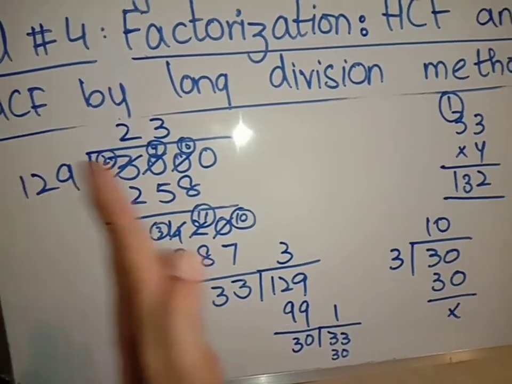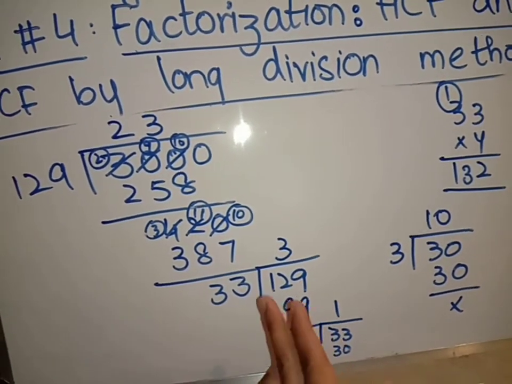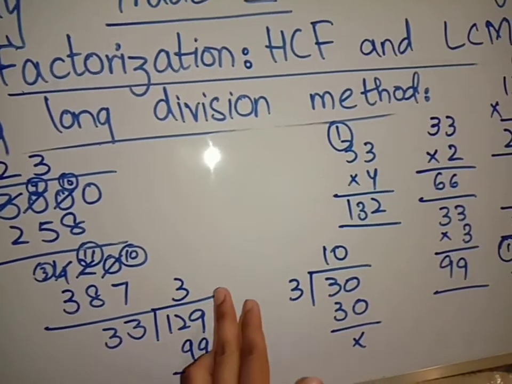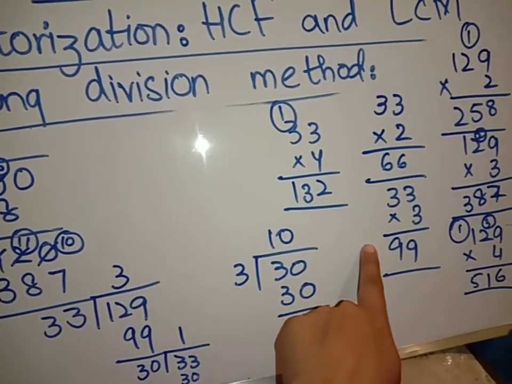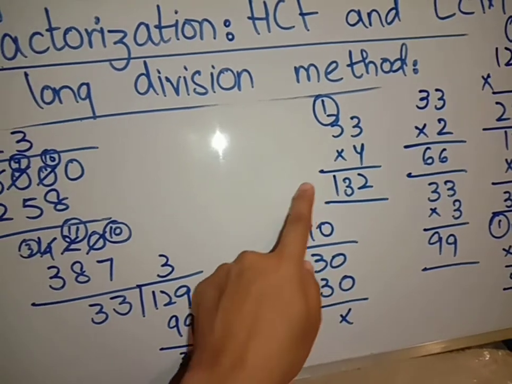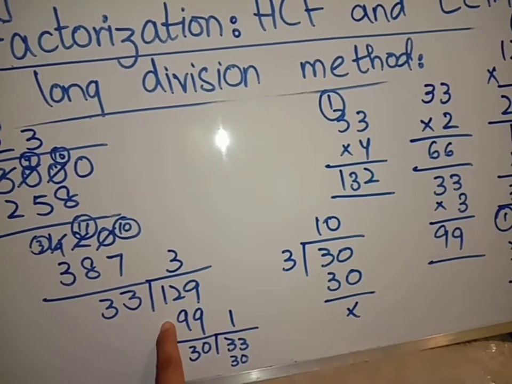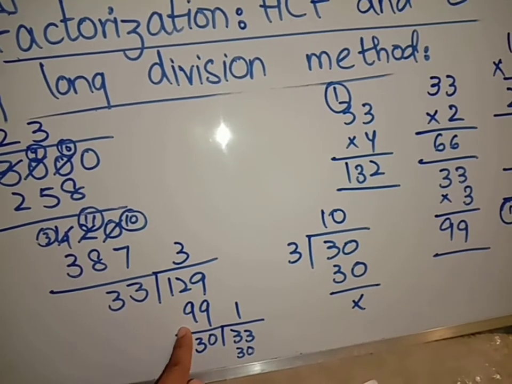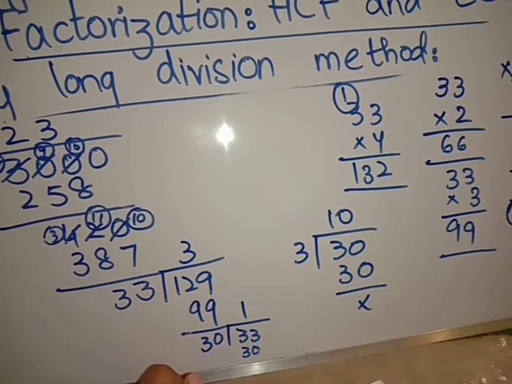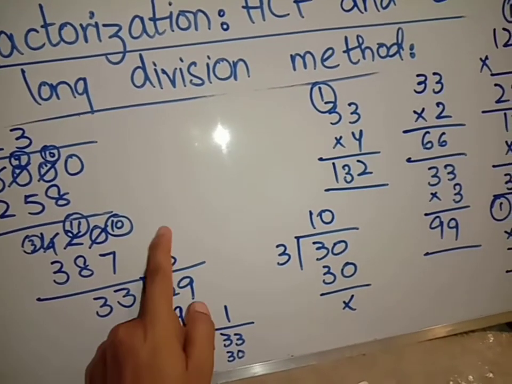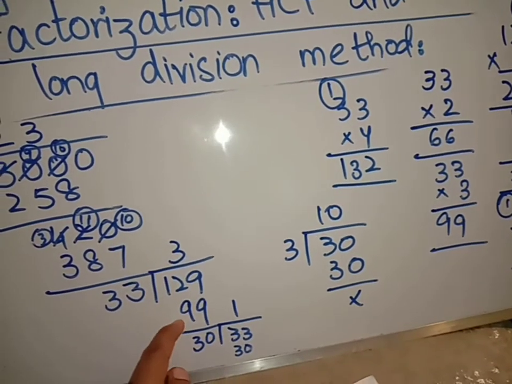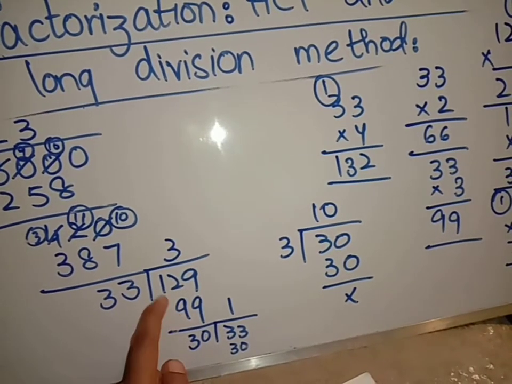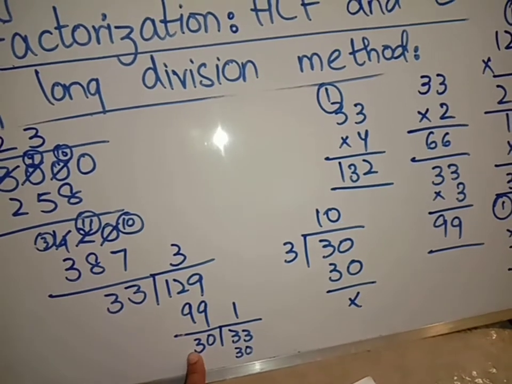We took 129 inside the box. So 33 multiplied by 3. 33 times 2 is 66, times 3 is 99 and times 4 is 132. 132 is not suitable here because we have 129. So the next term will be less than the above number. So we took 33 multiplied by 3 is equal to 99. By subtracting 99 from 129 we got 30.